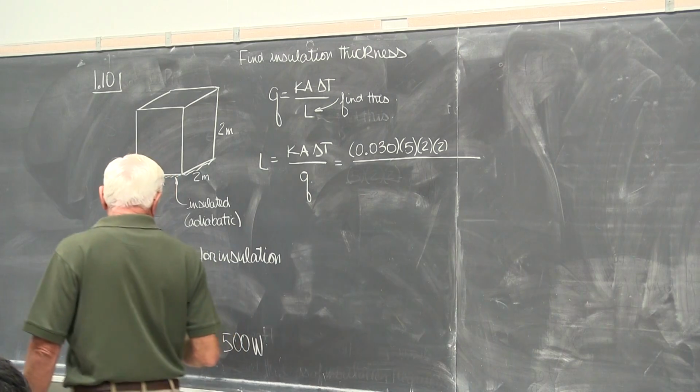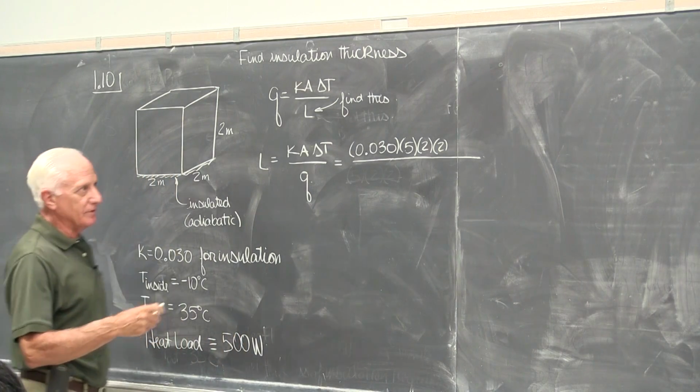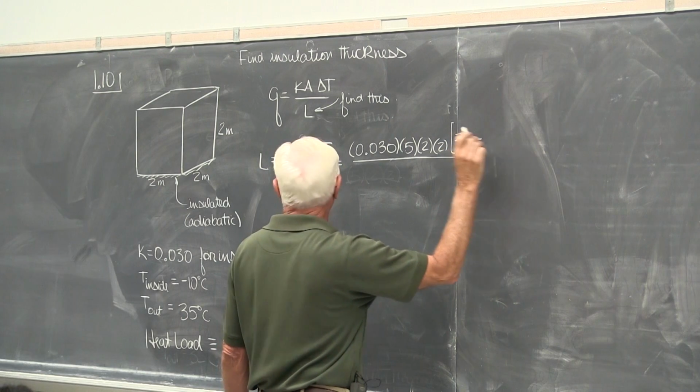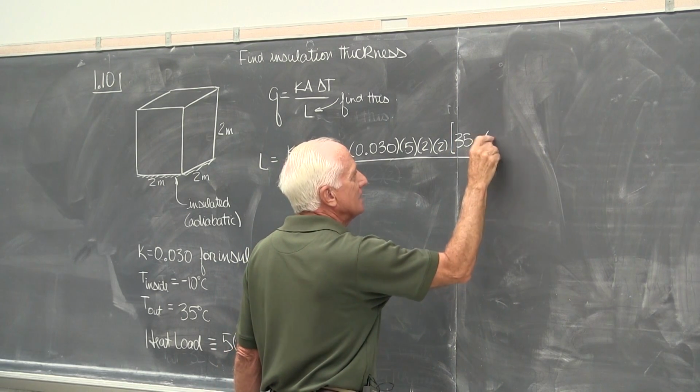Okay, conduction. Hot side, outside, 35 degrees. Cold side, inside, minus 10 degrees.